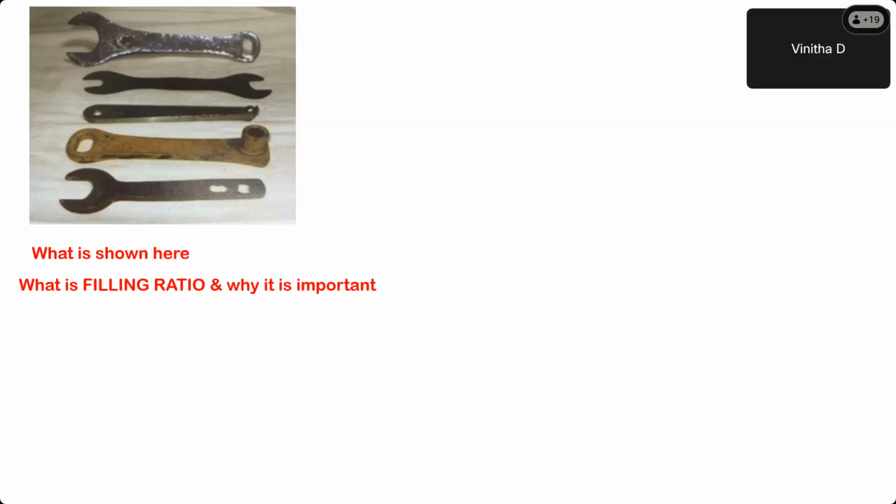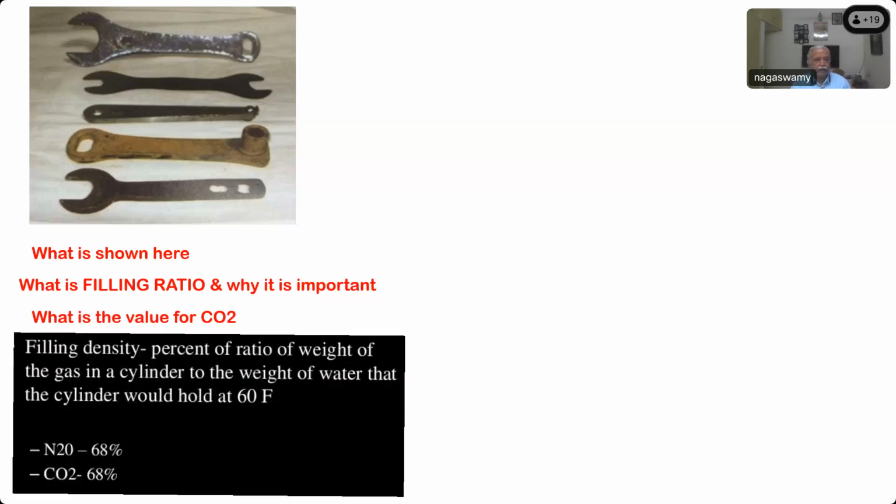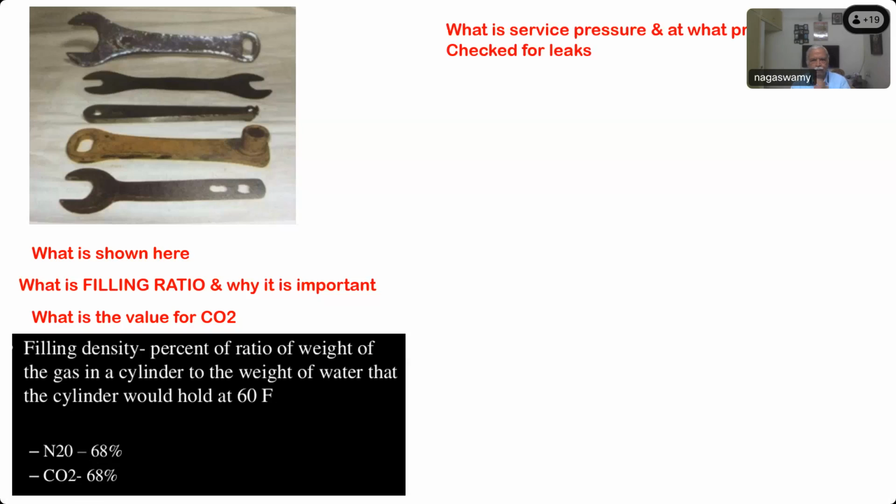What other gas can be supplied in liquid form other than nitrous oxide? CO2, sir. CO2, fantastic, very good. What is the value for CO2? For nitrous oxide, it is 0.75 and 0.67, depending upon the ambient temperature. For CO2 it is also the same, 68%. The filling density percentage is the ratio of the weight of the gas in the cylinder to the weight of the water the cylinder will hold at 60 degrees Fahrenheit. The temperature is also important. So the filling ratio is the same for both nitrous oxide and carbon dioxide.